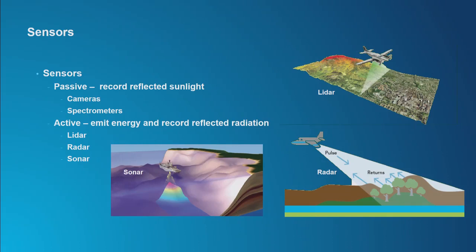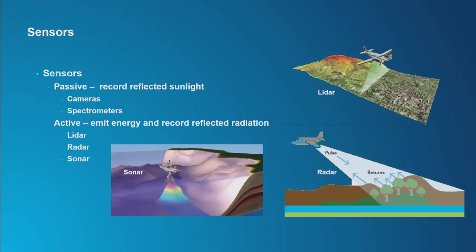And if you think about it, it makes sense. Passive sensors are the ones that simply record what's reflected back off the sunlight that hits the Earth. So, for example, a camera is probably the simplest sensor we can think of, or a spectrometer that basically records all the different wavelengths that are bounced back, say, from the vegetation canopy, or from the ground, or from whatever you hold your spectrometer over.